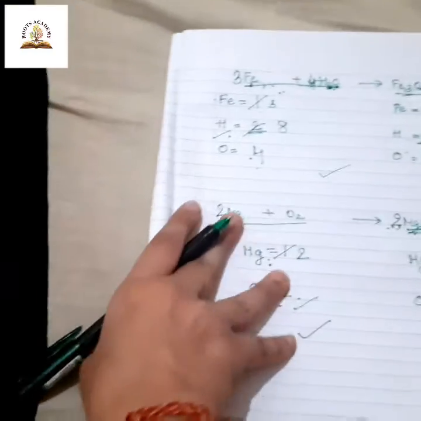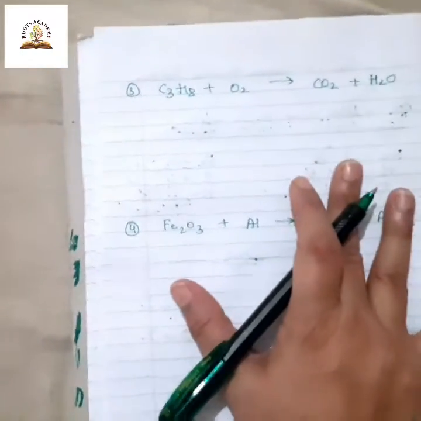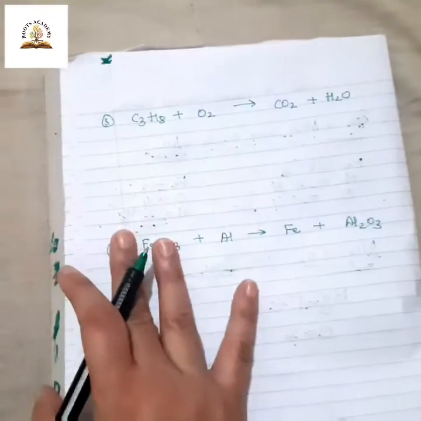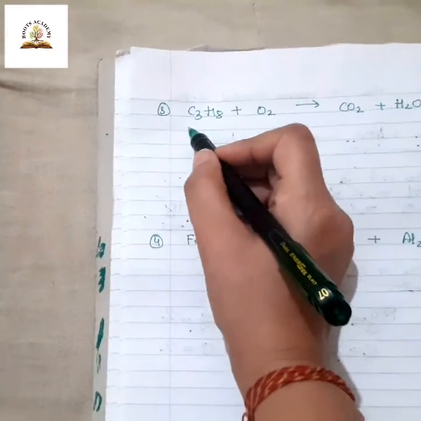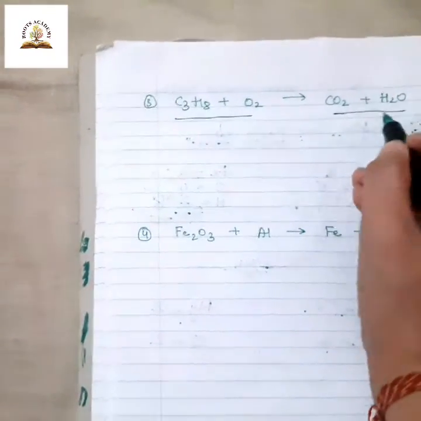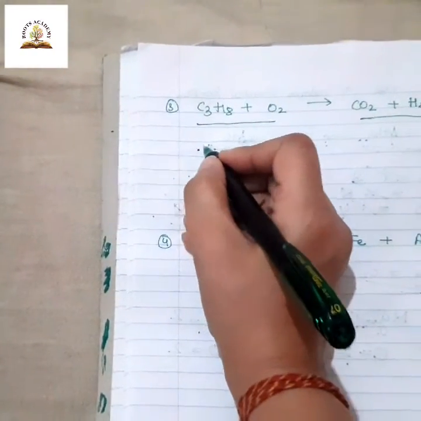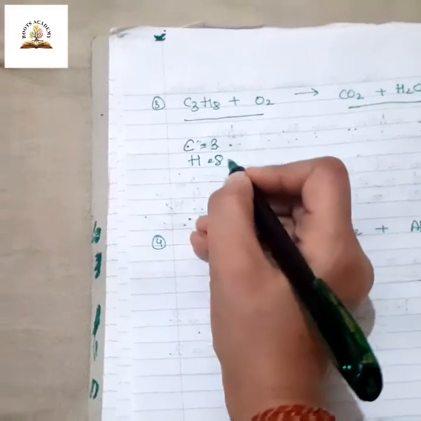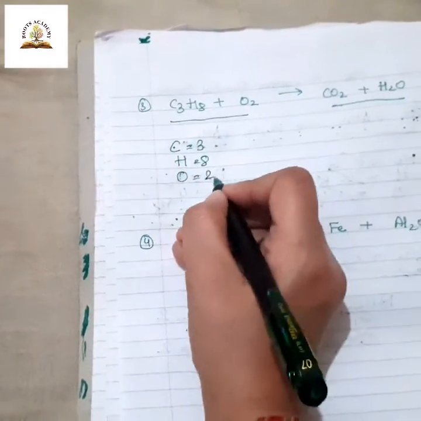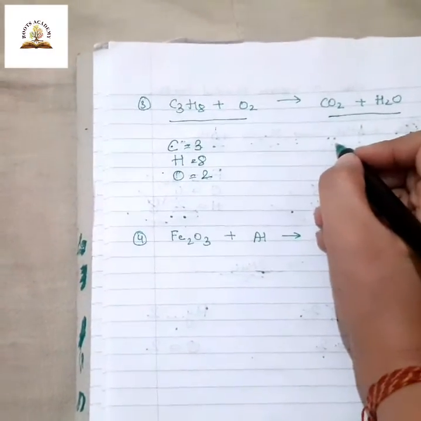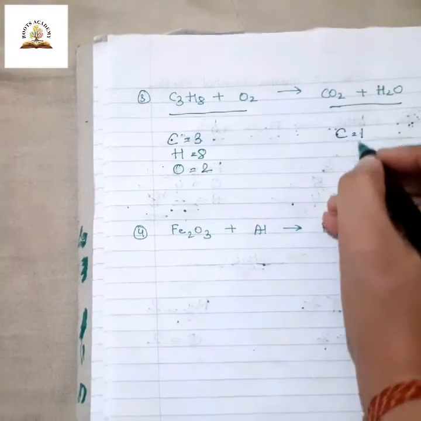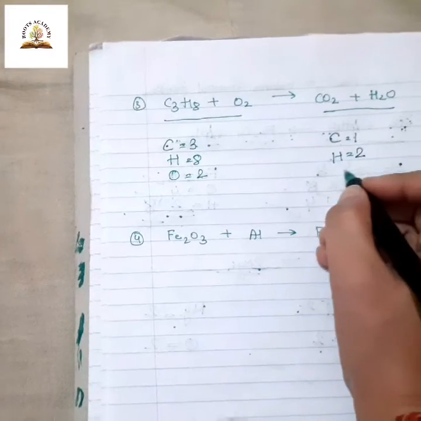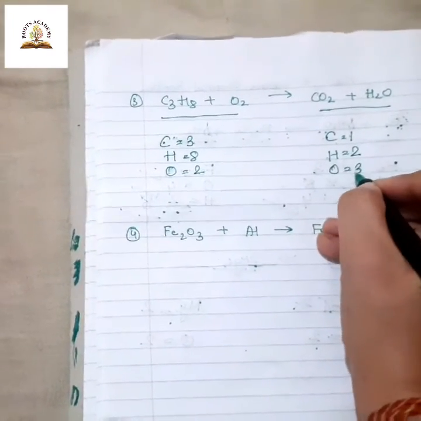Okay, let's solve the third example. My third example is C3H8 reacting with oxygen forming carbon dioxide and water. Again the same thing you will do, reactant and product. Now in the reactant my carbon is 3, hydrogen is 8, oxygen is 2. Same thing on the product. On the product carbon is 1, hydrogen is 2, and oxygen is 3.